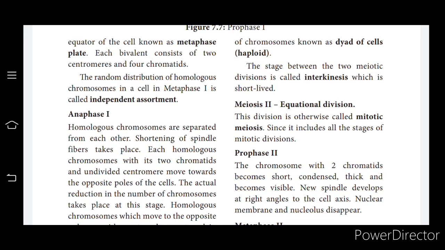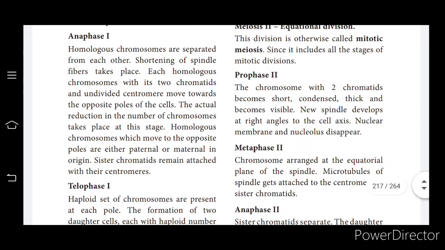The random distribution of homologous chromosomes in the cell in metaphase I is called independent assortment. Anaphase I: the homologous chromosomes are separated from each other, and shortening of the spindle fibers occurs. These homologous chromosomes, each with two chromatids, remain undivided. The actual reduction in the number of chromosomes takes place at this stage.